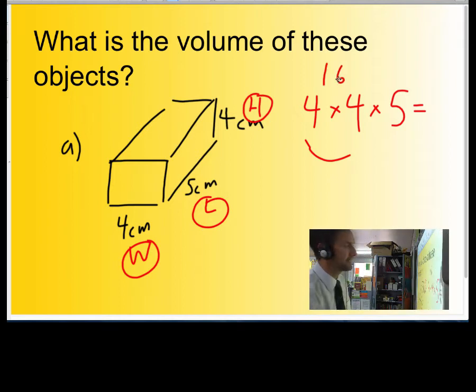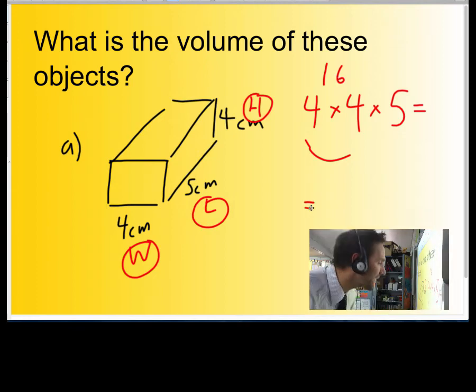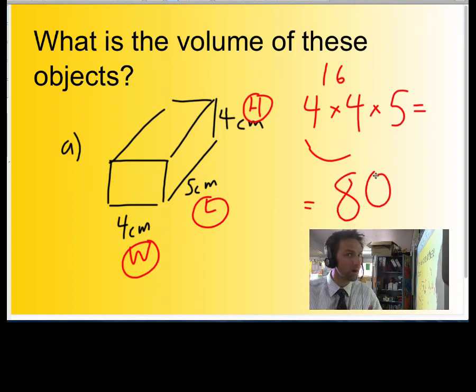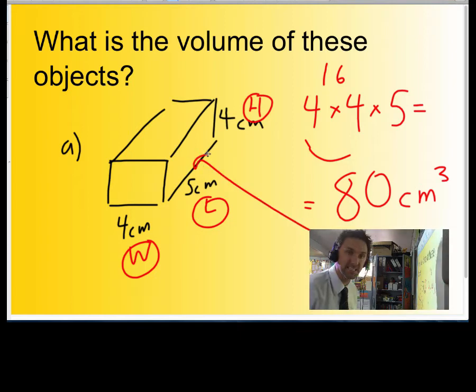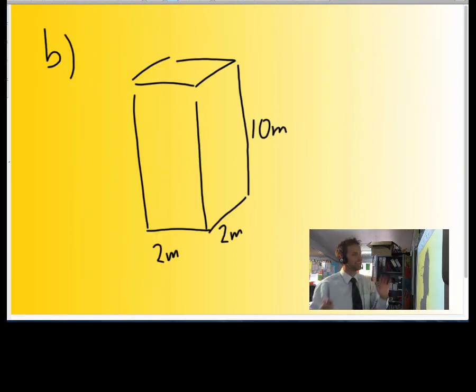is 16. 16 times 5, oh gee, I don't know that off the top of my head. 16 times 5, well 5 tens are 50, 5 sixes are 30, so add it together, 50 and 30 equals 80, but 80 what? 80 centimeters cubed. It's literally saying there are 80 little centimeter cubes in this object. Let's try one together.